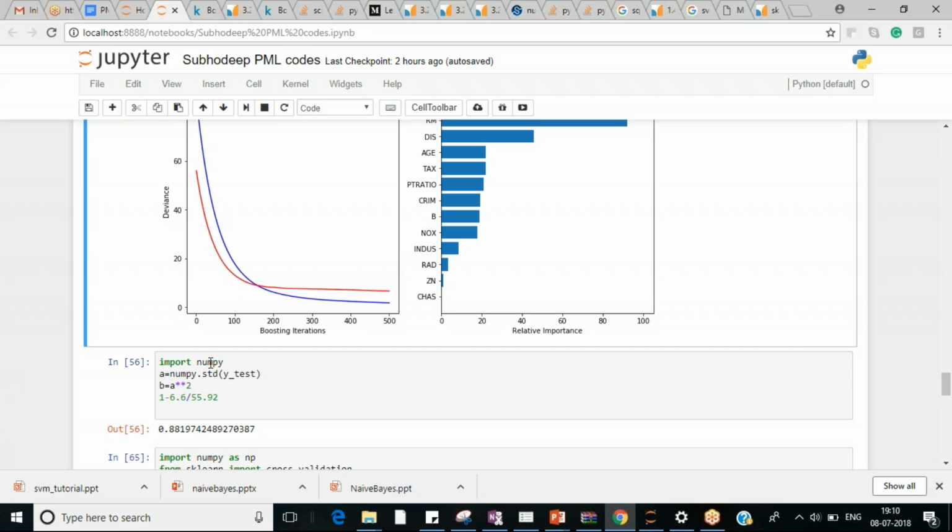So now see the formula that we learned yesterday. What was it? One minus standard deviation. Sorry, one minus RMSE.